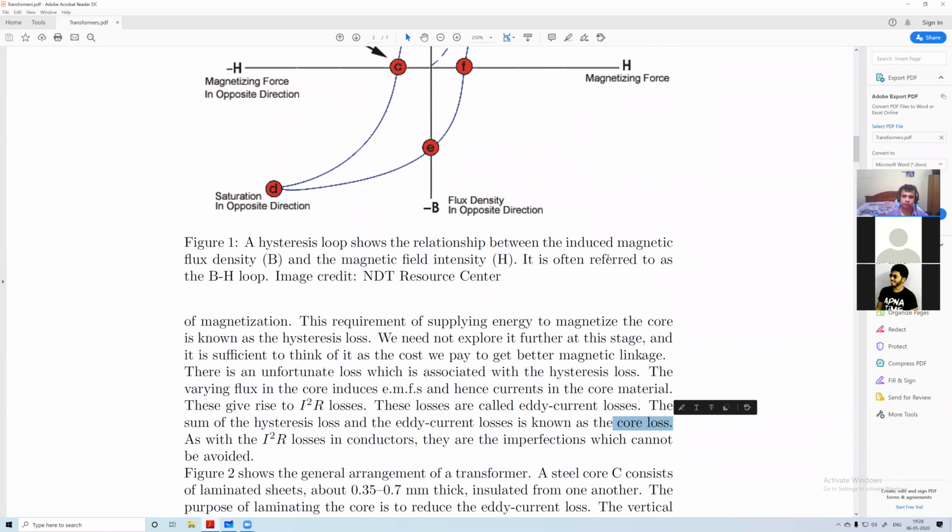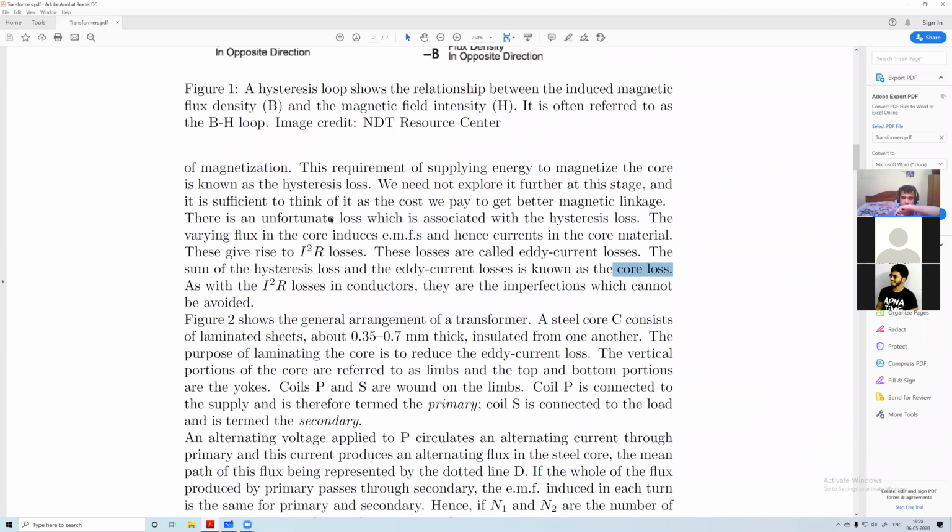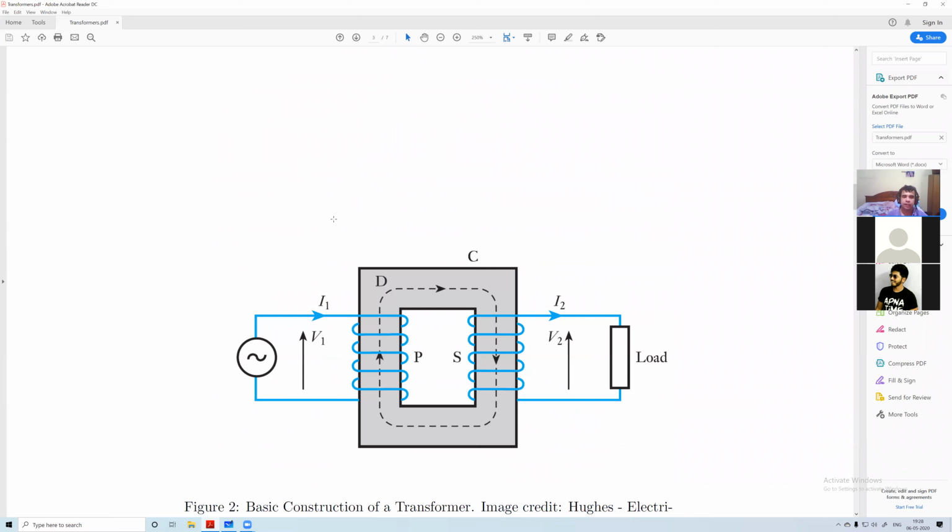So what is the basic circuit of a transformer? This one is the primary. We are putting an AC source here. This one is the secondary, and between them there is an iron core which ensures that most of the flux follows the dotted line and does not go out. V1 is the primary voltage, I1 is the primary current, V2 is the secondary voltage, I2 is the secondary current.